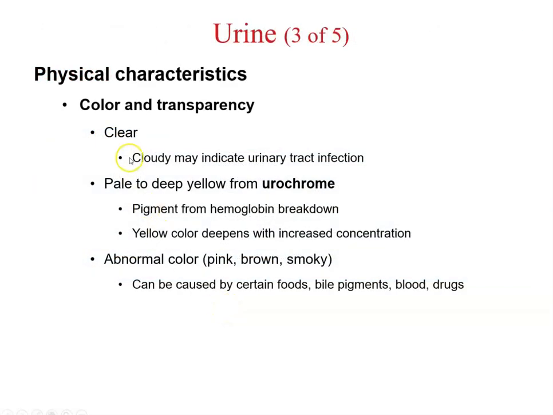So again, the urine clear. Cloudy may indicate urinary tract infection. Pale to deep yellow is urochrome. Yellow color deepens with increased concentration. Abnormal colors are pink, brown, or smoky. Can be caused by certain foods. If you eat asparagus, you know that your urine stinks. It's an enzyme in asparagus that you can't break down. And basically you just pee it out and it causes that nasty odor. Okay.